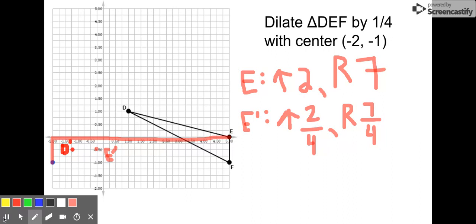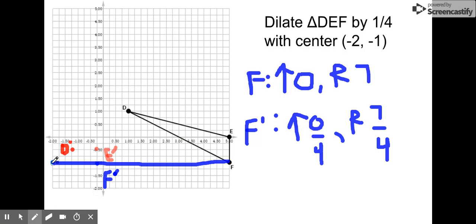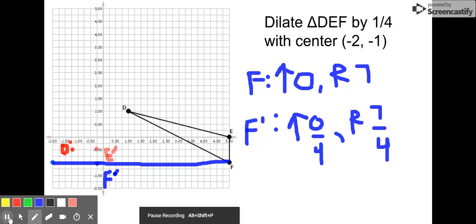And now let's finish with F prime. So we can see that for F, we're not rising any, and we're running to the right 7 units. So for F prime, we're going to be going up 0/4, which is just 0, and we're going to the right 7/4 units. So F prime should be located at (-0.25, -1).